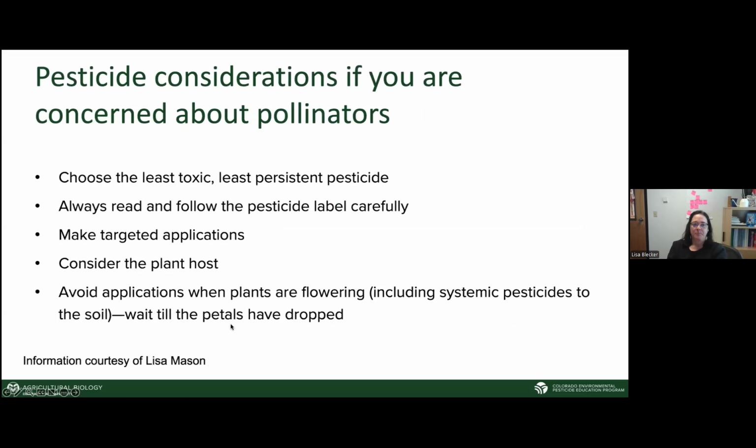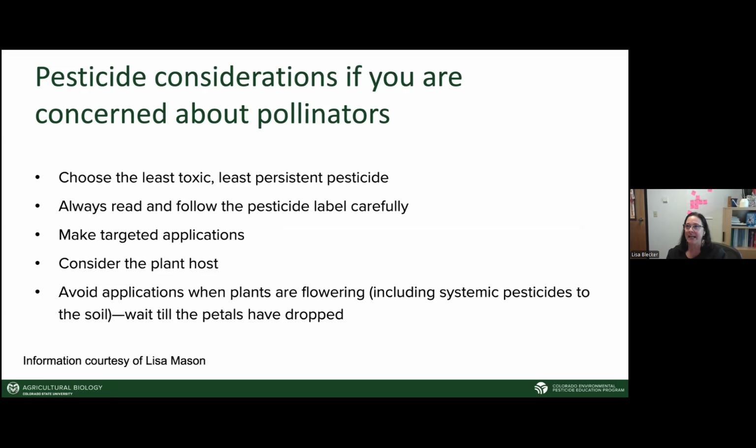So I took this list of recommendations from Lisa Mason, who also has an entomology background and works in cooperative extension. And she gives guest lectures to my class here on campus. And these are the tips that she leaves my students with. So choose the least toxic, least persistent pesticide. Again, persistence is a measure of how long it lasts in the environment.